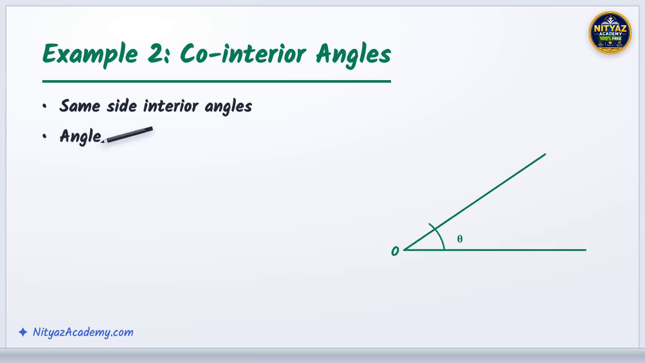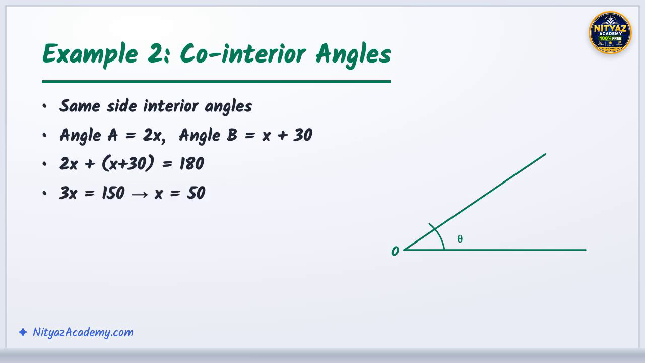Now two co-interior angles on the same side between the parallels. One is 2x, the other is x plus 30. Co-interior angles are supplementary, so they add to 180. That gives 3x plus 30 equals 180. Subtract 30 for 3x equals 150, so x equals 50. The angles add up to 180 degrees.